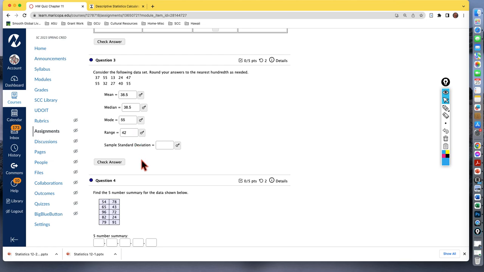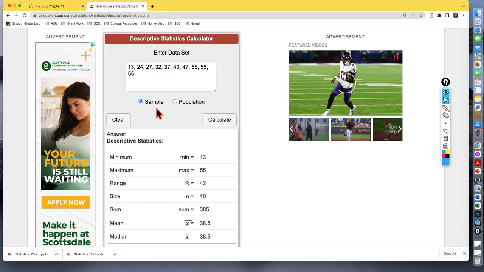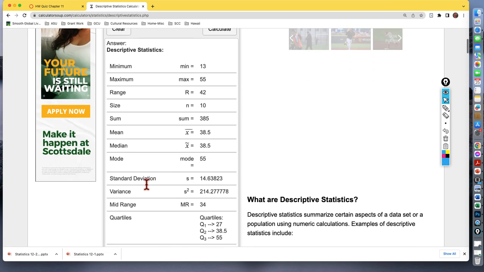Okay, and then the sample standard deviation. What you'll see is we come down here, it gives us the standard deviation, and it basically says round to the nearest hundredth, so in this case, 14.6. How is that calculated for standard deviation? You had to ask, right? So it's a whole calculation.